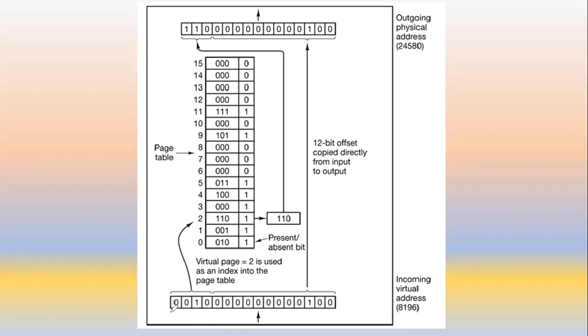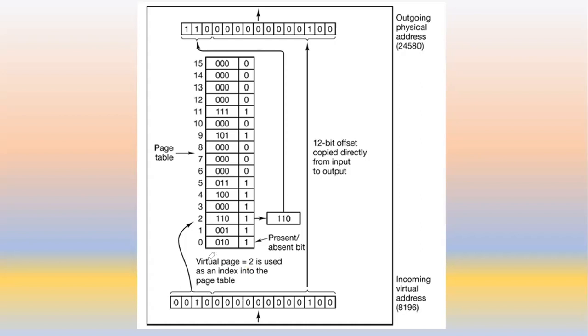And therefore, we are saying that the first four bits, this is the side we are calling the high order side. So these first four bits here, that is 0010, represent a virtual page. If we convert 0010 to a decimal number, we are going to get digit 2. So this 2 that we have gotten is used as an index in the page table.